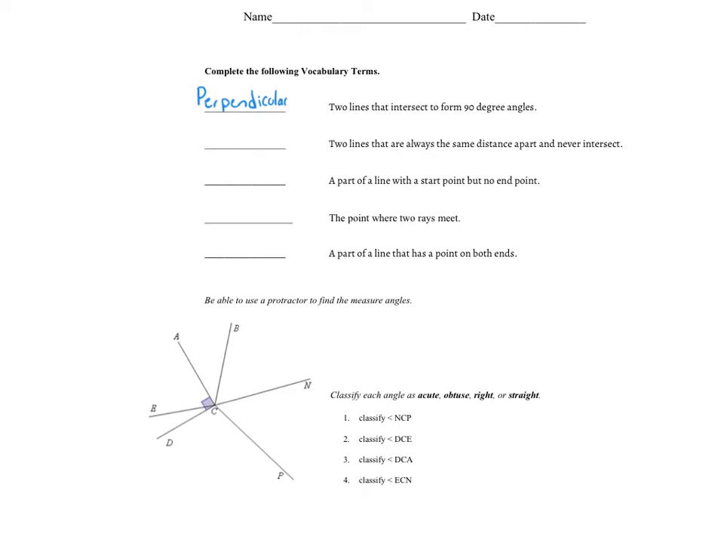Two lines that intersect to form a 90-degree angle are called perpendicular lines. So remember, intersecting lines form angles, but perpendicular lines form right angles. Two lines that are always the same distance apart and never intersect are parallel lines.